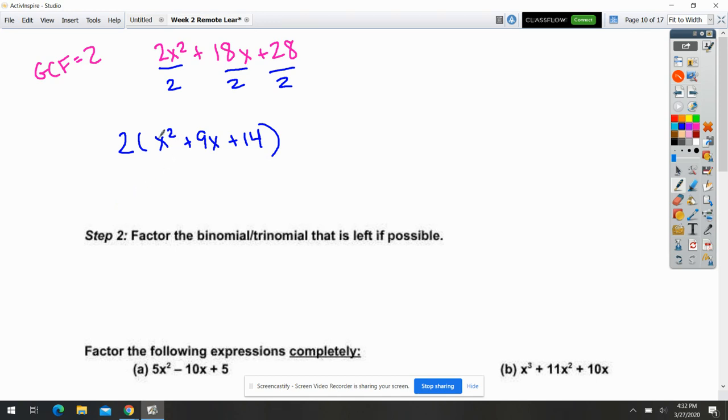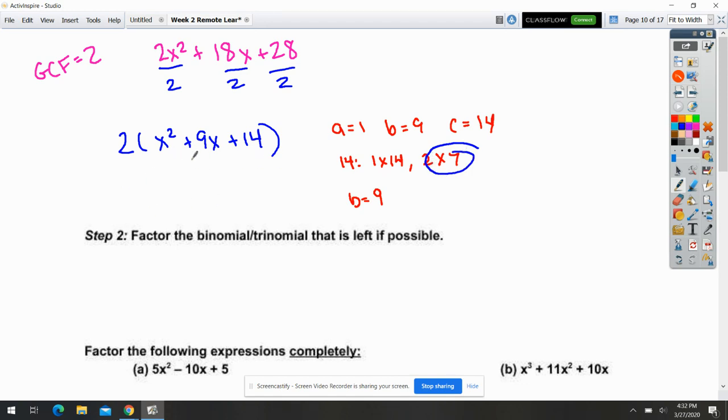Now, if you notice, here we can use the product and sum method. So we know our A is 1, our B is 9, and our C is 14. We need two numbers that multiply to 14. So what are our factors of 14? They are 1 times 14 and 2 times 7. And which of these factors add to our B value, which is 9? That's going to be 2 and 7.